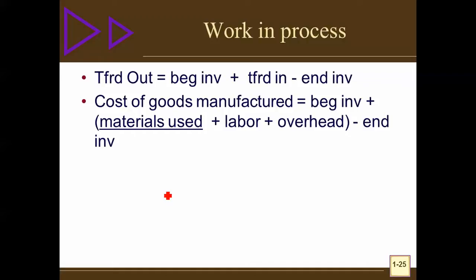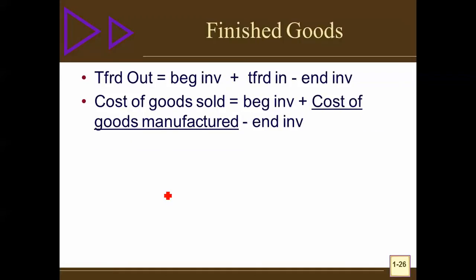Gives me the value of work in process. Finished goods, cost of goods sold is equal to the beginning inventory of finished goods that I had, plus the cost of goods manufactured and transferred to finished goods during the accounting period, minus the ending inventory of finished goods. Gives me the cost of goods sold for that accounting period.